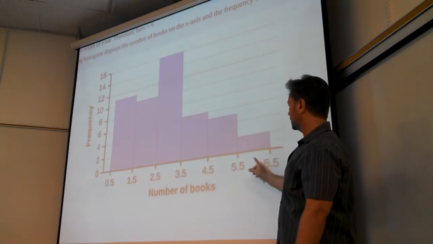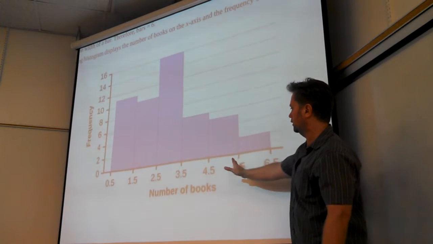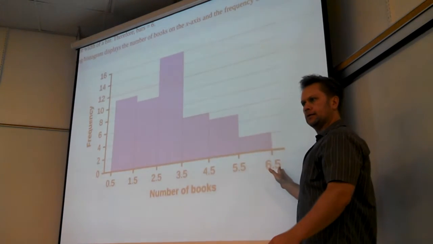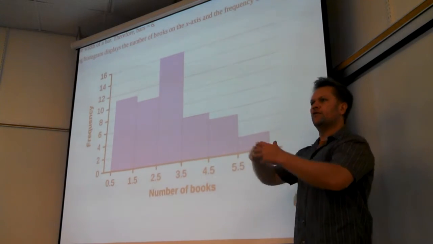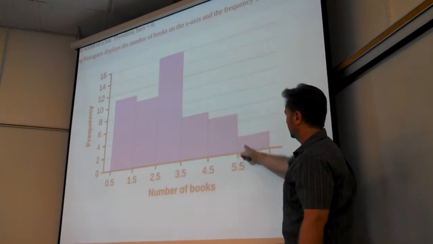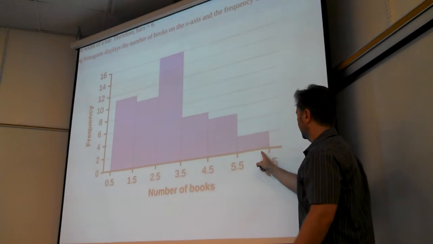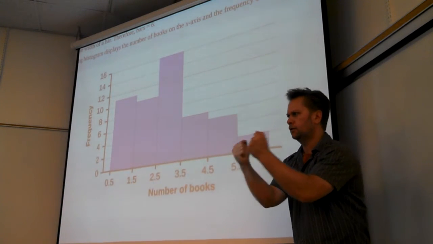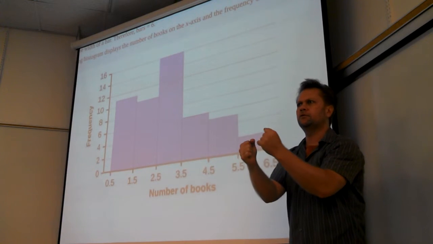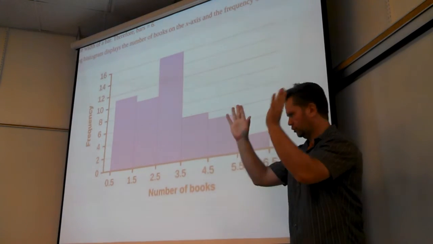None of the data could have been 6.5, but this means that there were 2 things between 5.5 and 6.5, right? Maybe the kid almost finished a book, 5 books, so it's 5.8 books. So he's in there. You with me? And somebody else did 6.2 books. So they're in there. You guys understand? Okay, good.